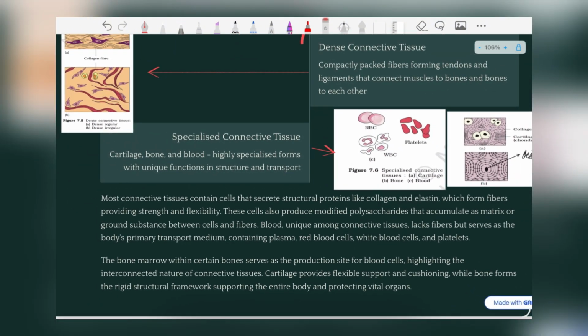Now, most connective tissues contain cells that secrete structural proteins like collagen and elastin, which form fibers, providing strength and flexibility. These cells also produce modified polysaccharides that accumulate as matrix or ground substance between cells and fibers.